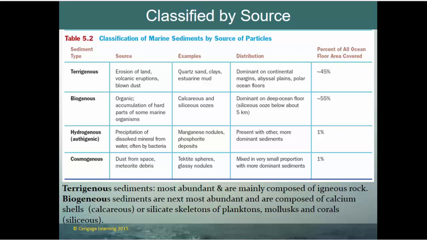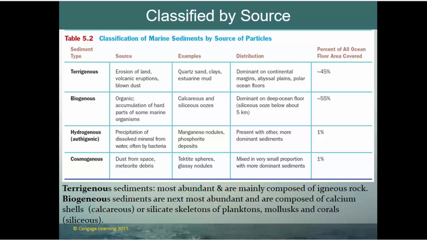Hydrogenous sediment is the precipitation of dissolved minerals from water, typically done by bacteria. It can be manganese nodules or phosphorite or different types of deposits we find literally on the bottom of the ocean floor, where dissolved minerals are precipitated. So they're a solid mineral, then they're dissolved into the water, and once they're part of the solution in the water, they can be precipitated out of that solution and become solid again.